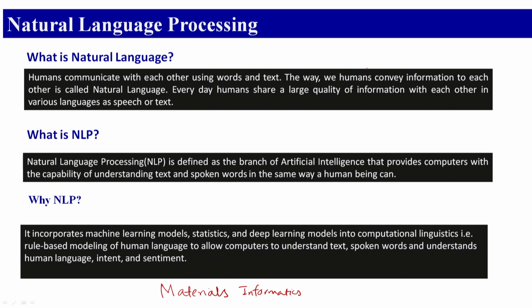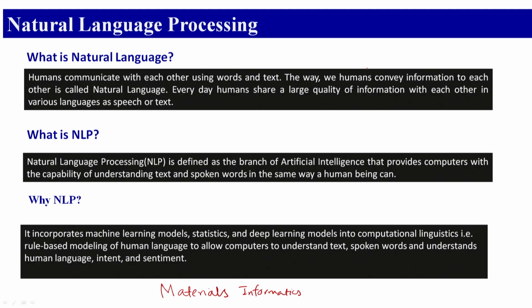It is something which will be required for material informatics, because material informatics is a combination of language tools with computer science and data science. And why do you need that? Because humans communicate with each other using words and text, and the way humans convey information to each other is called a natural language. We speak different natural languages, depending on your mother tongue and what else you have learned, English or any other language. So, every day we share a lot of information with each other using this kind of language.